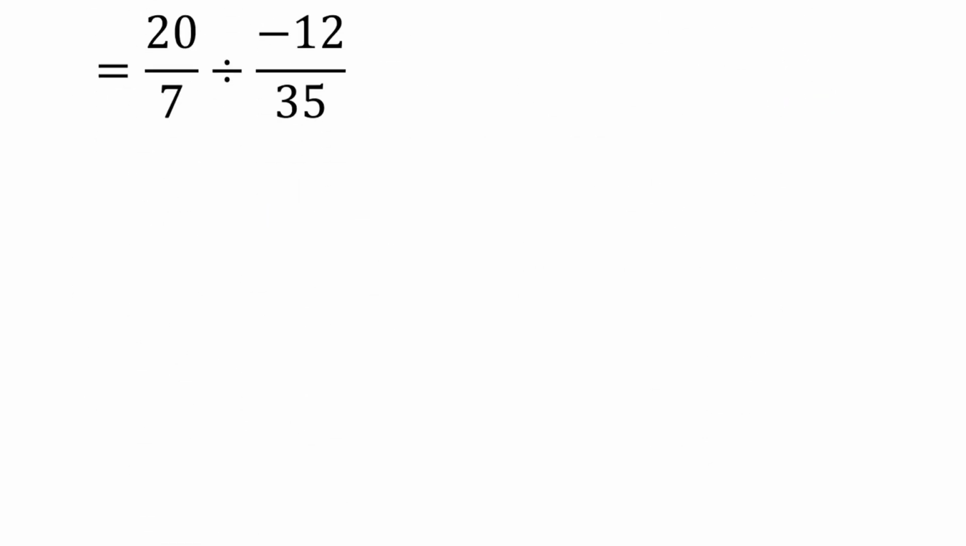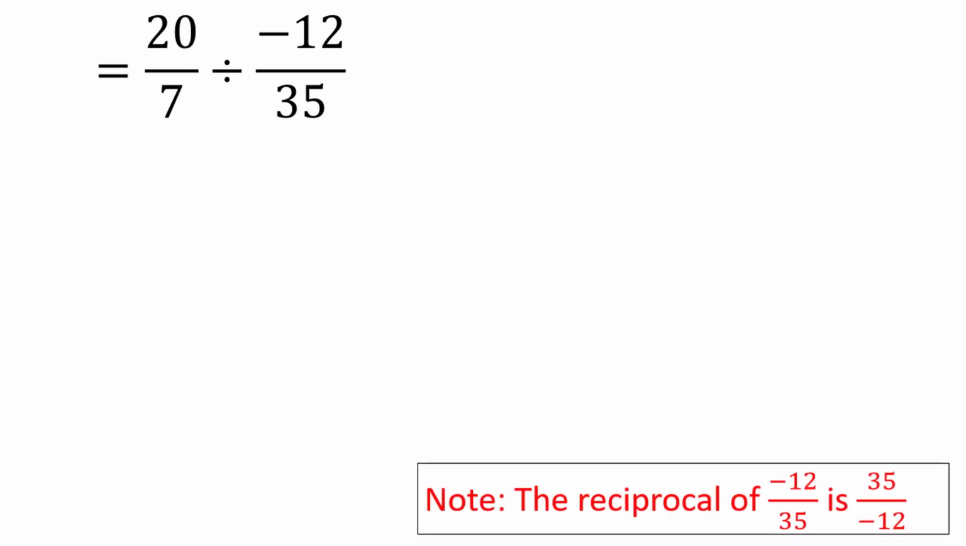Let's try dividing fractions. Consider 20/7 divided by -12/35. Now, if you can multiply fractions, you can also divide fractions. Dividing fractions is the same as multiplying the first fraction by the reciprocal of the second fraction. The reciprocal is just a fancy way of saying use the same fraction but flipped. In terms of our problem, that means instead of dividing by -12/35, we can multiply by 35/12, the reciprocal of -12/35, and we will get the same answer.